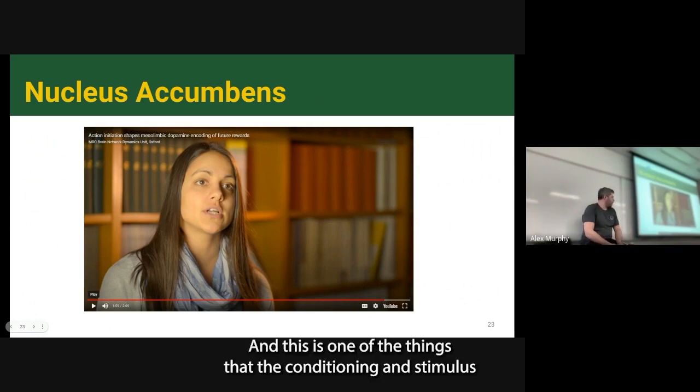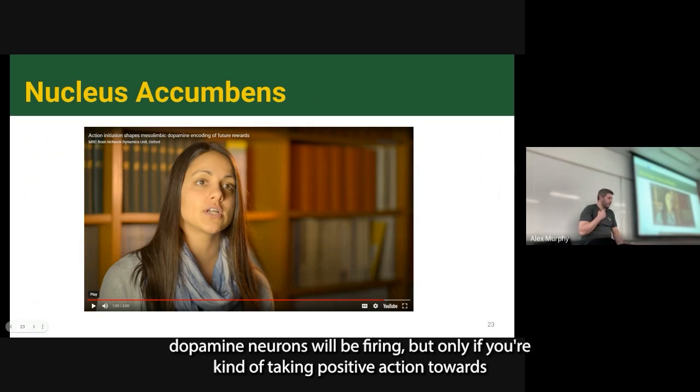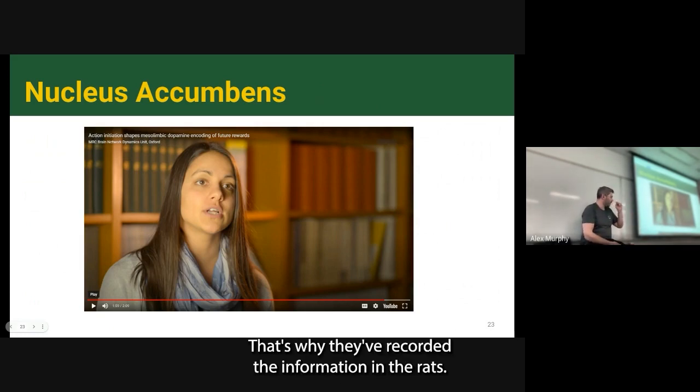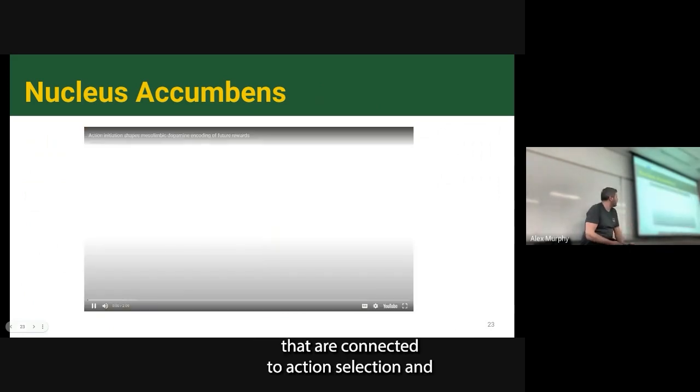And this is one of the things about the conditioned stimulus: even though there is a prediction, in some parts of the brain the dopamine neurons will be firing, but only if you're taking positive action towards attaining that goal. That's where they recorded the information in the rats. I think it was rats. That is when you see triggers of dopamine that are connected to action selection.